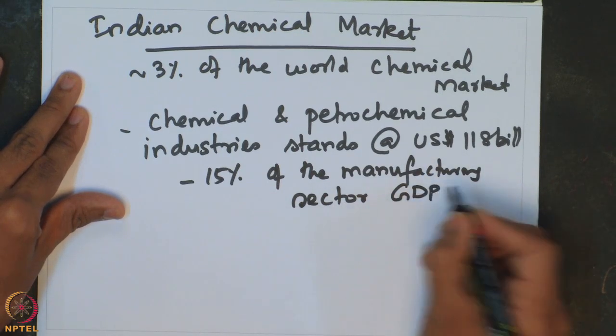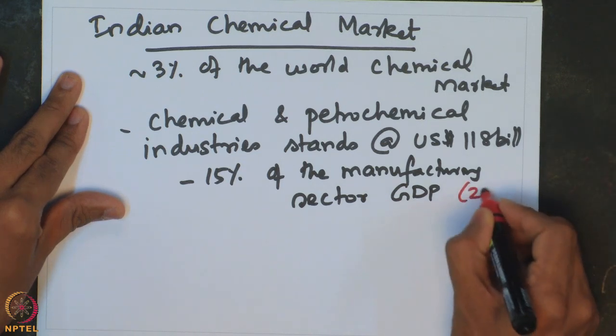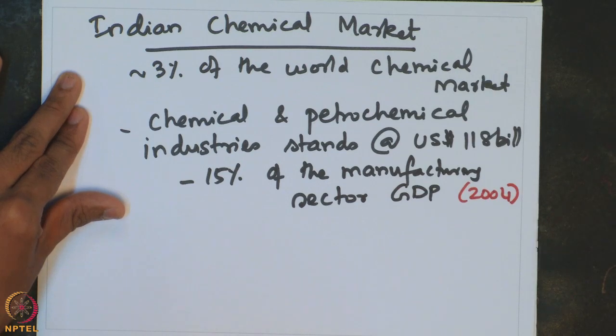GDP. This information is slightly outdated, it is about 2004. I am pretty sure that the information is updated. Now, 15% of the manufacturing sector GDP comes from the contribution of chemical and petrochemical industries, which significantly use catalysis and the catalytic process. There are several reactors in these chemical and petrochemical industries which use catalysts, and use the process of catalysis for conversion of some reactants into products which go into the market, and eventually are converted into products that are useful for normal day to day processes.